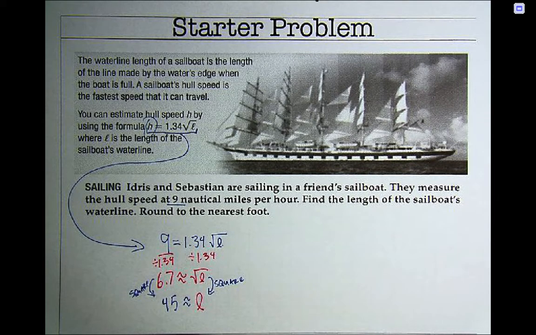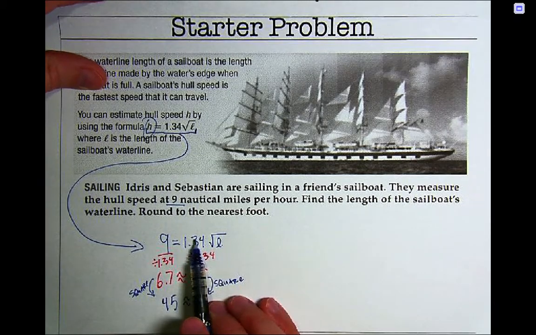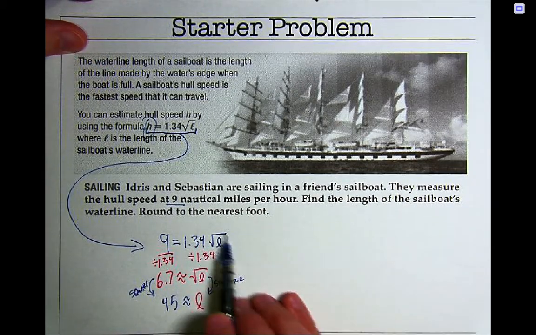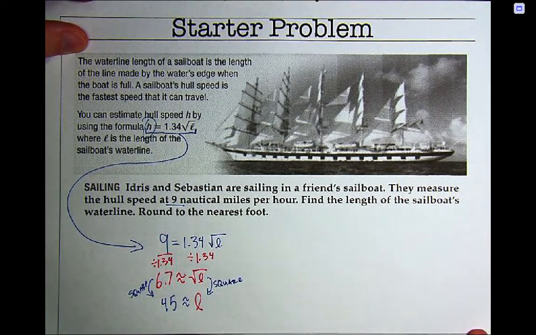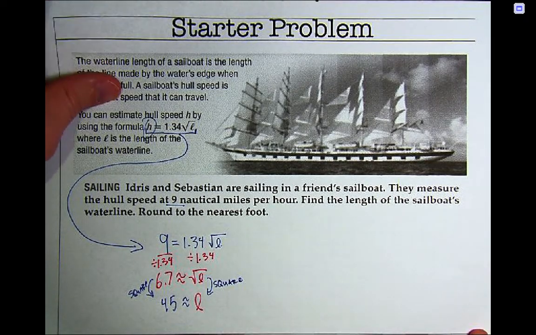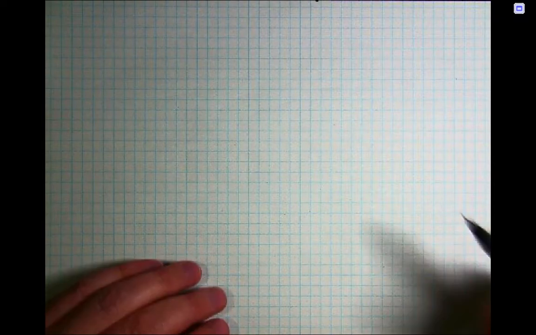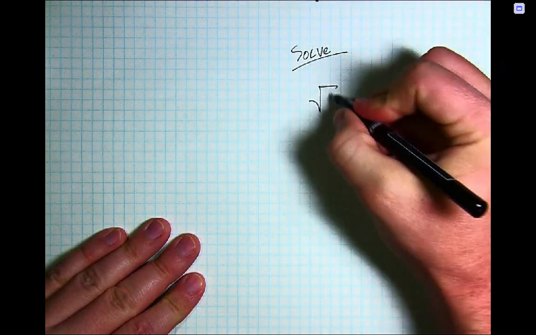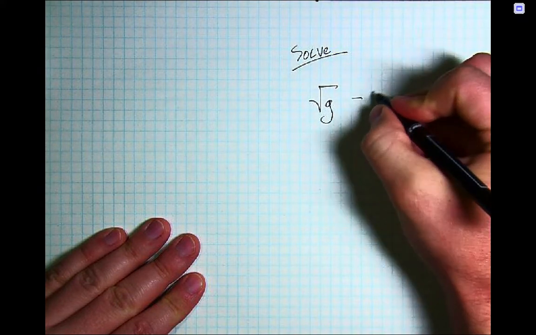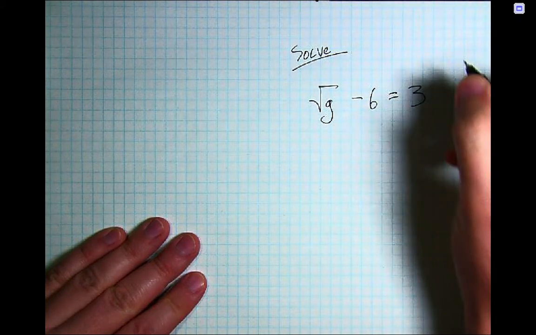But the reason I bring this problem up is we're going to be solving problems that have a radical in it. We're going to solve those equations, and we're basically going to follow a very similar format to what we just did here. So our first example problem of the day is to solve this equation: the square root of g minus 6 equals 3.